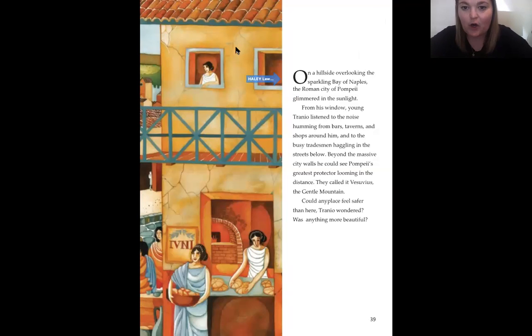On a hillside overlooking the sparkling Bay of Naples, the Roman city of Pompeii glimmered in the sunlight. From his window, young Tranio listened to the music humming from bars, taverns, and shops around him, and to the busy tradesmen haggling in the streets below. Beyond the massive city, he could see Pompeii's greatest protector looming in the distance. They called it Vesuvius, the gentle mountain. Could any place feel safer than here? Tranio wondered. Was anything more beautiful?